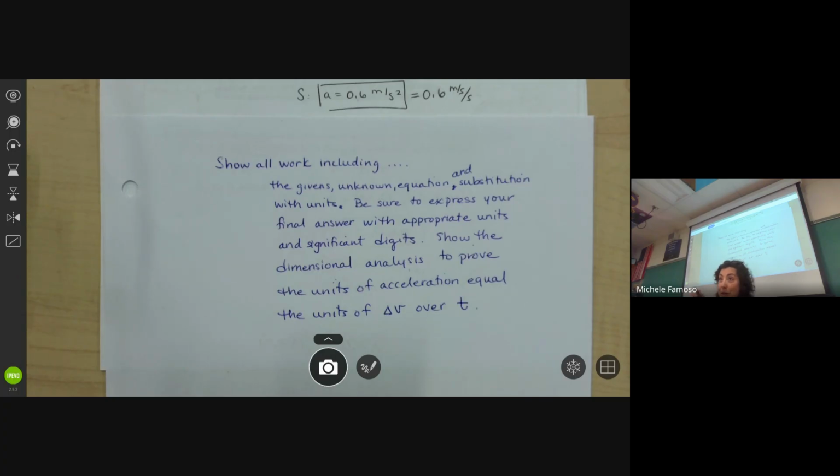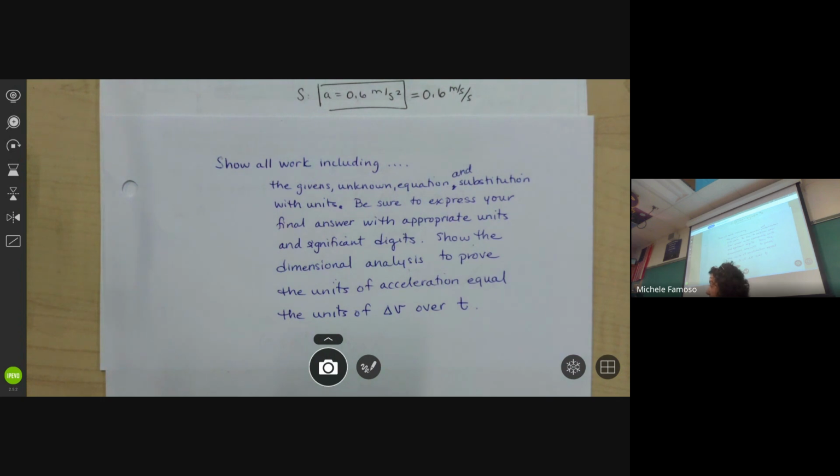You can do things through process of elimination. That can't be right. That can't be right. That can't be right. Boom, it's got to be this. Most of the multiple choice is designed where you don't need a calculator. The calculator part comes on the constructed response.